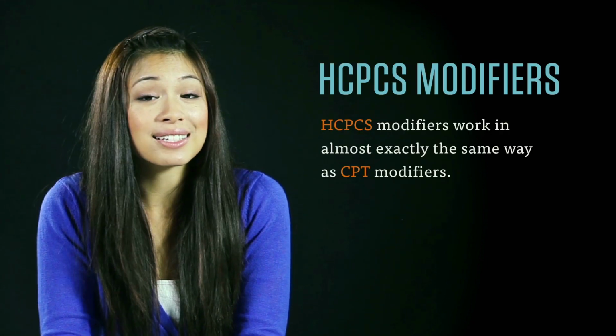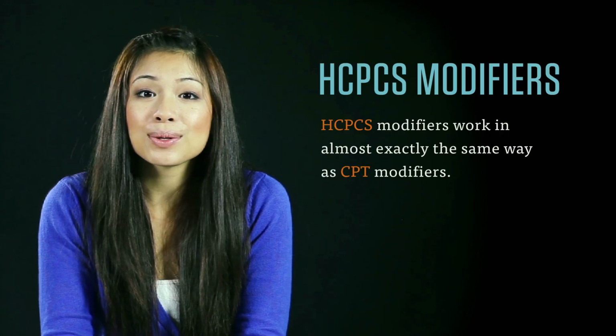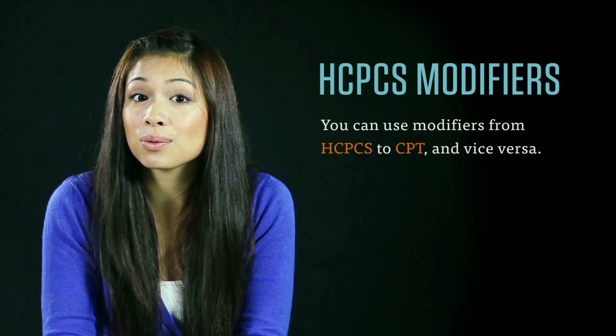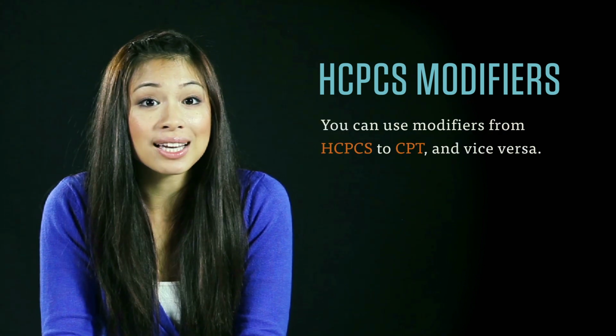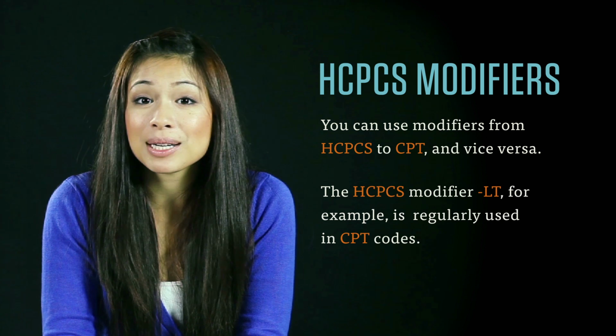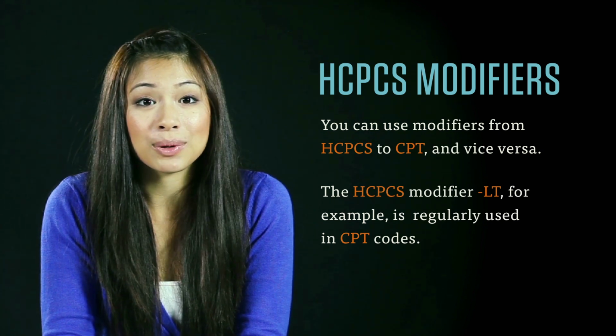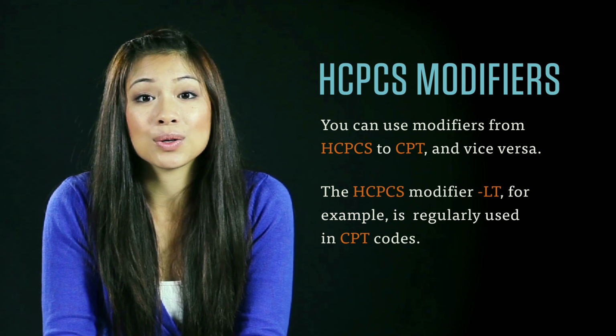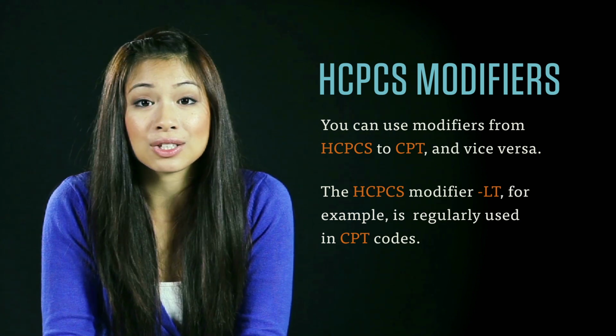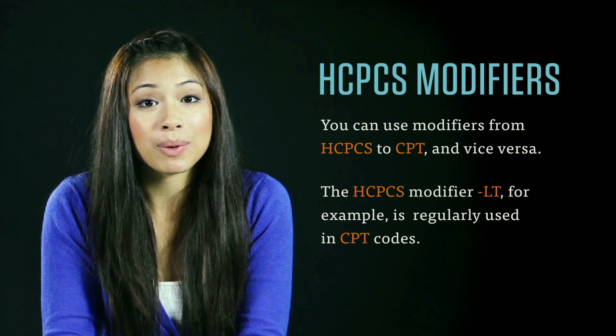Now that we've become a little more familiar with the HCPCS code sets, it's time to take a look at HCPCS modifiers. In an earlier course, we talked about CPT modifiers. HCPCS modifiers work in almost exactly the same way. The two code sets are so similar, in fact, that you can regularly use modifiers from one code set to the other. The HCPCS modifier, LT, for example, is regularly used in CPT codes when you need to describe a bilateral procedure that was only performed on one side of the body.